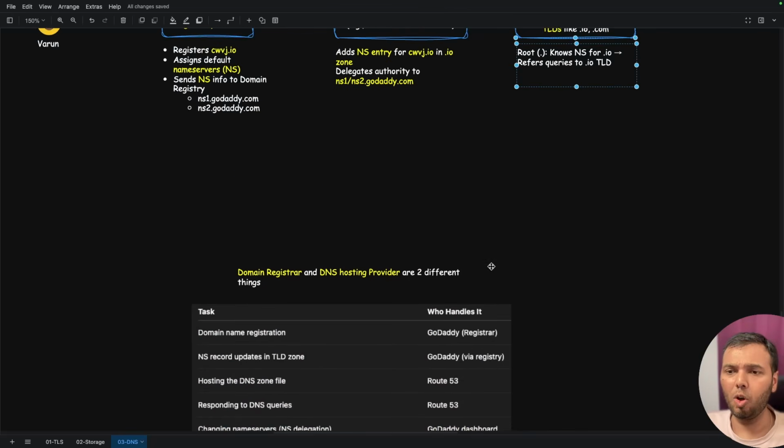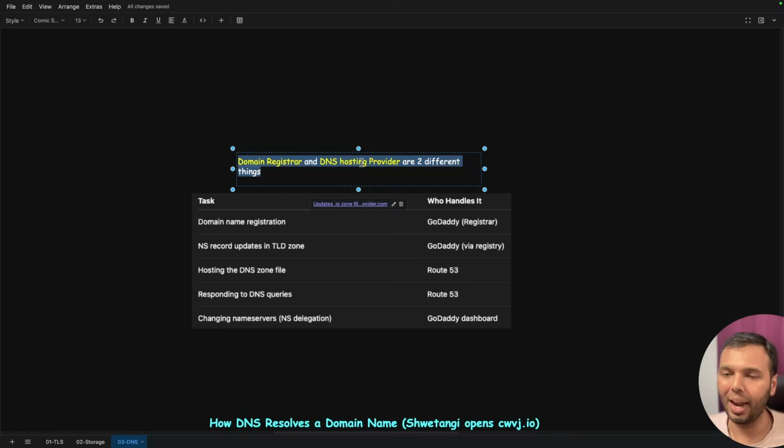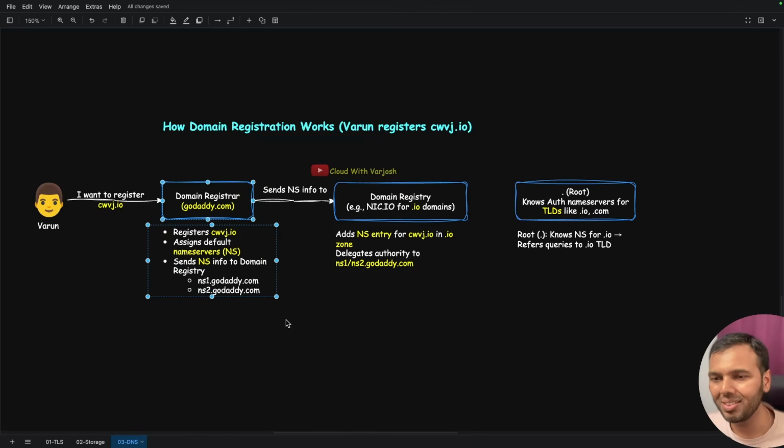Now let's talk about two things again. Domain registrar and DNS hosting provider are two different things. Now GoDaddy, in our scenario here, was the domain registrar, and GoDaddy was also our DNS hosting provider. Now who is the DNS hosting provider? DNS hosting provider is the one that provides you with name servers. They do not manage your zone file. Your zone file is managed by you only.